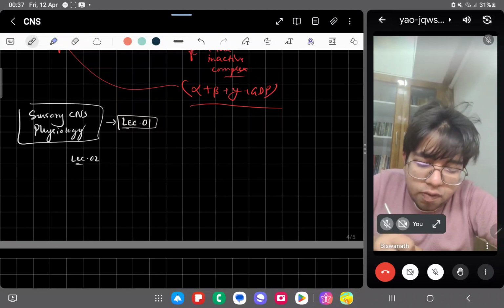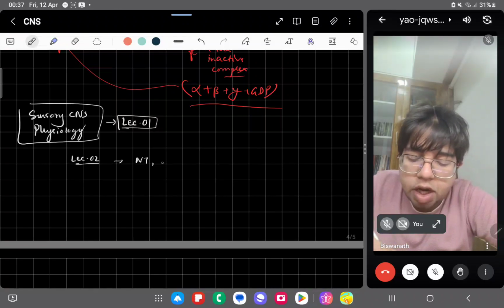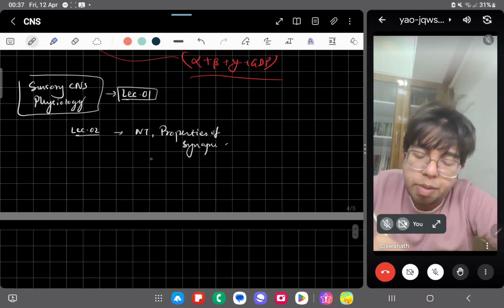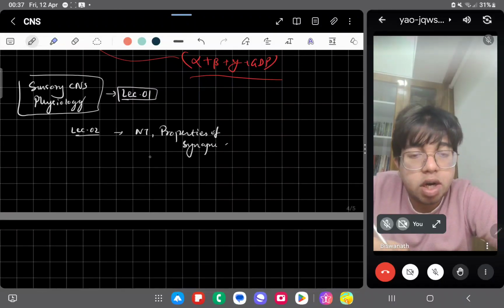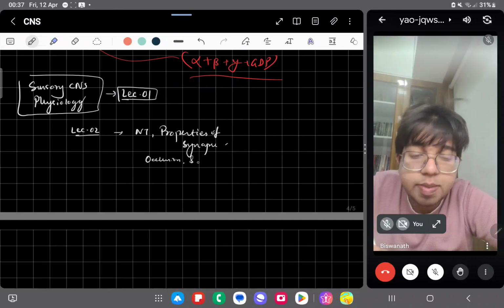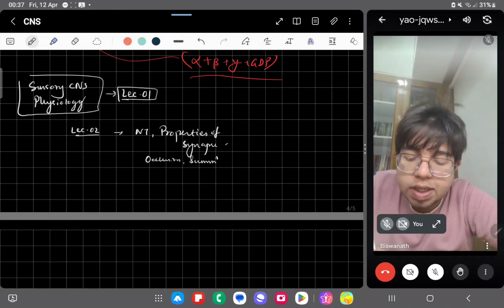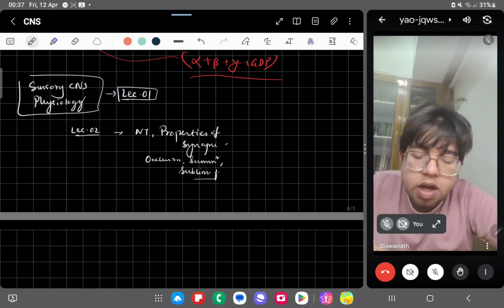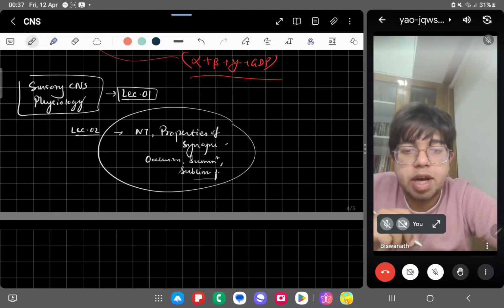In lecture 2, we'll talk about neurotransmitters. We'll talk about properties of synapse, and few important concepts like occlusion, summation, temporal summation, spatial summation, and subliminal fringe. We'll talk about these concepts in the subsequent lecture, right?